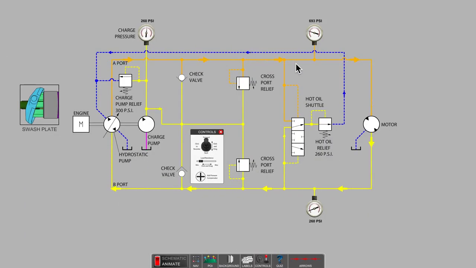You would be quite correct to see the potential for overheating the hydraulic oil in this type of system. Notice that on the high pressure side of the loop, the hot oil shuttle has been shuttled or piloted downward. Some of the oil returning from the motor to pump is diverted through the hot oil shuttle and the hot oil relief valve back to tank for cooling.